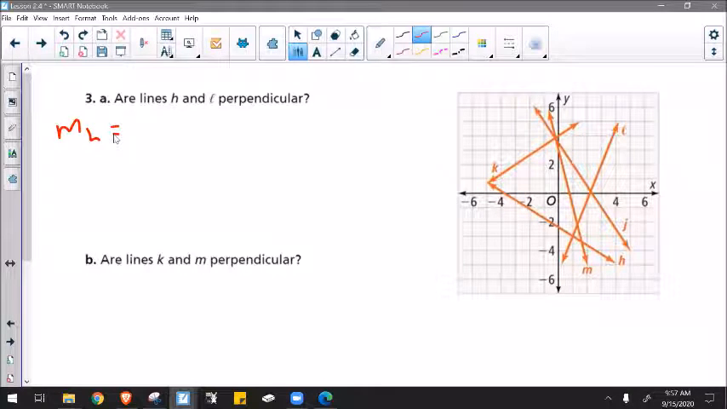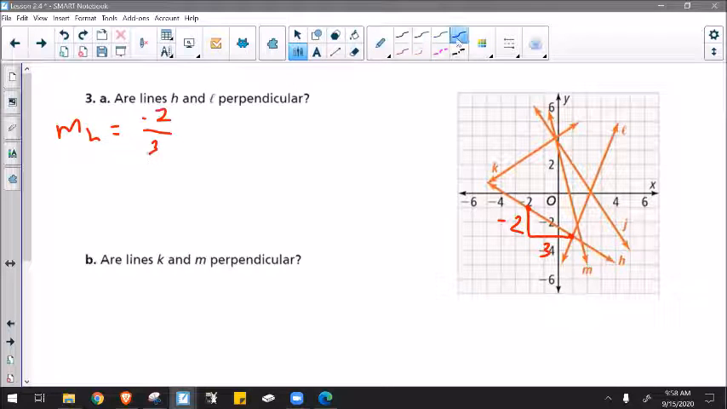Slope of H. Find two nice points on H. That looks like a nice point right there, and so is that one. So make your triangle. For the slope, you're going down 2 to the right 3. So your rise over your run is -2 over 3.